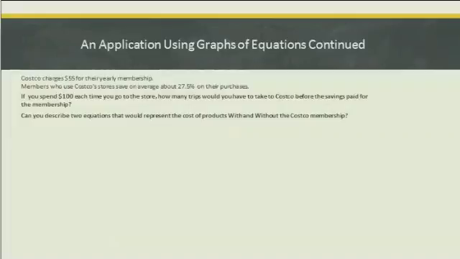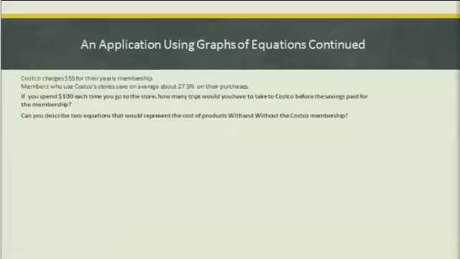The cost of purchasing products with or without Costco membership can be represented by two equations which can be graphed. The purpose of creating such a graph would be to visualize at what point the cost of membership would be paid for by the savings experienced through the purchases. So if you spend $100 each time you go to the store, how many trips would you have to take to Costco before the savings paid for the membership?